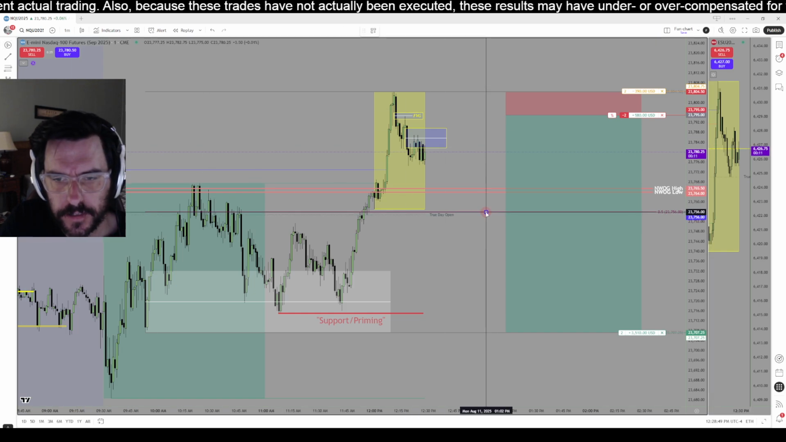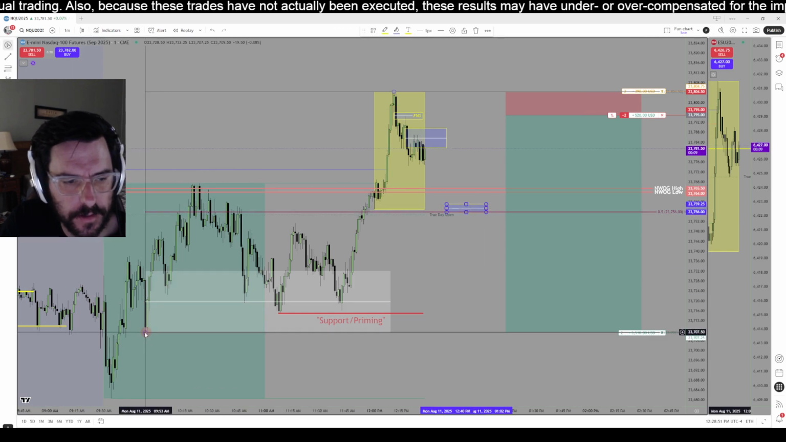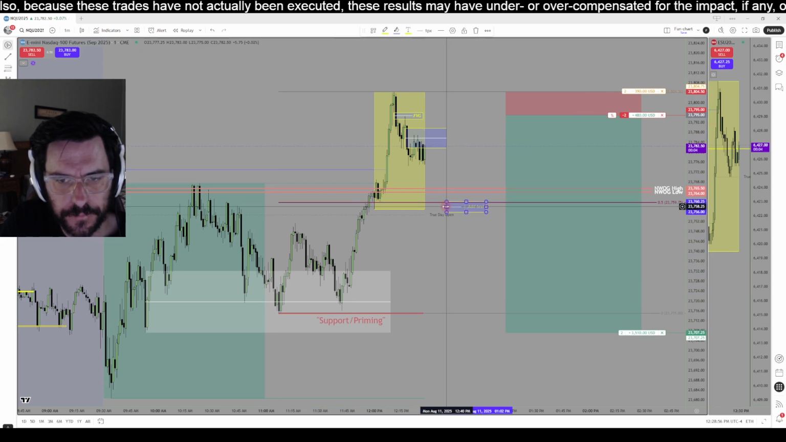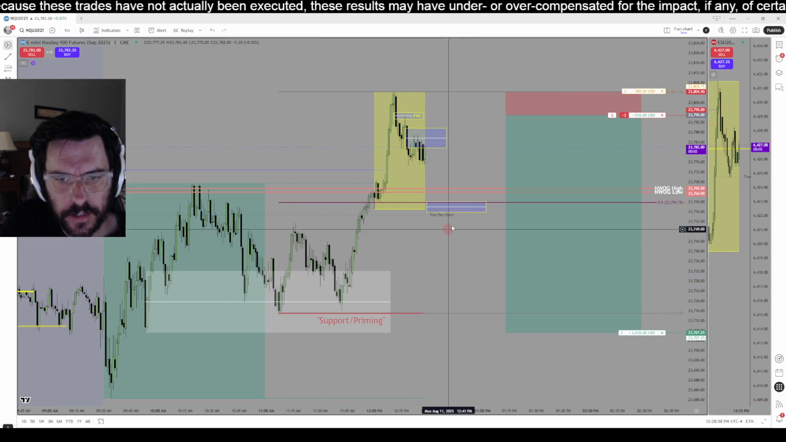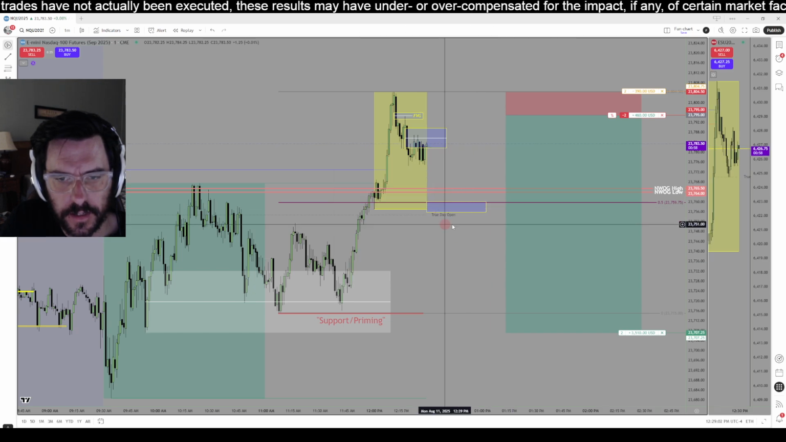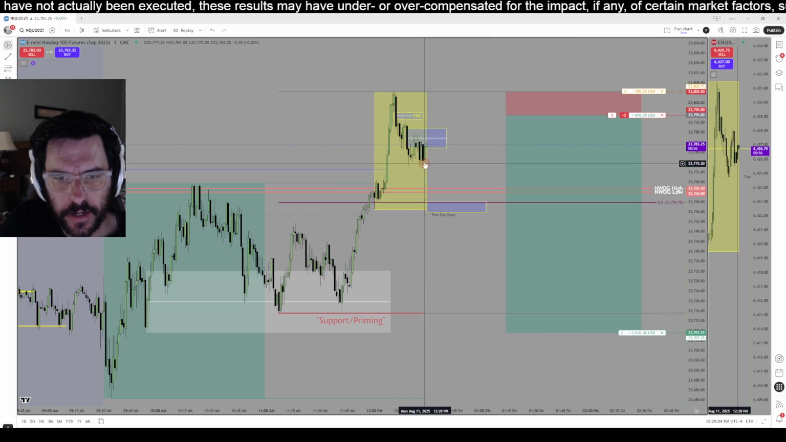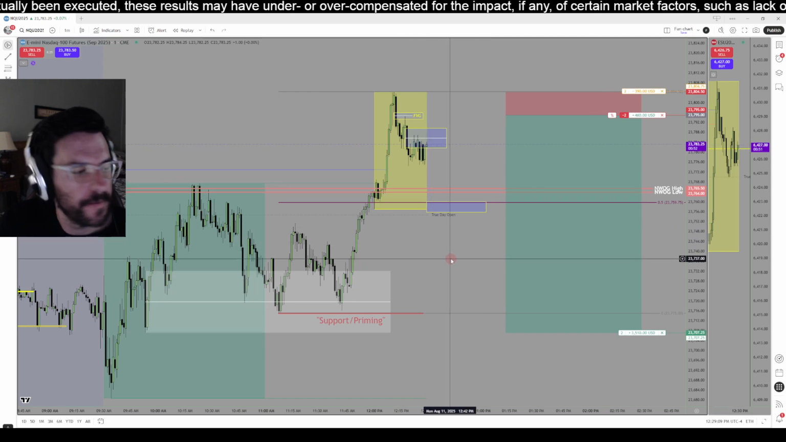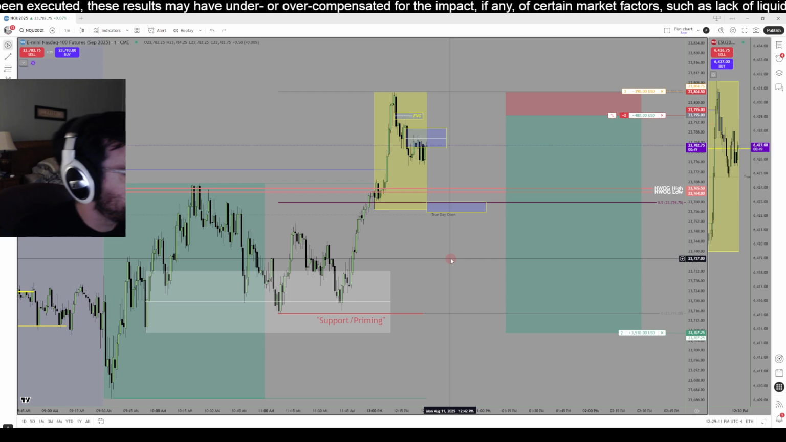So I'm going to draw my box like this, and then I'm going to draw my box like this. Okay. This area right here, I'm wanting to see a big open size candle. Okay, that's going to be in the form of the 50% range.